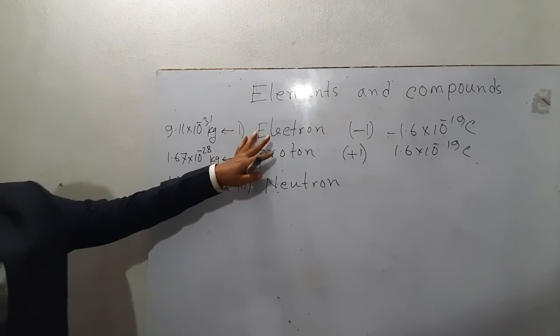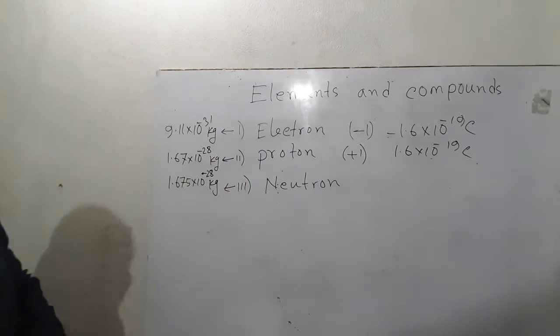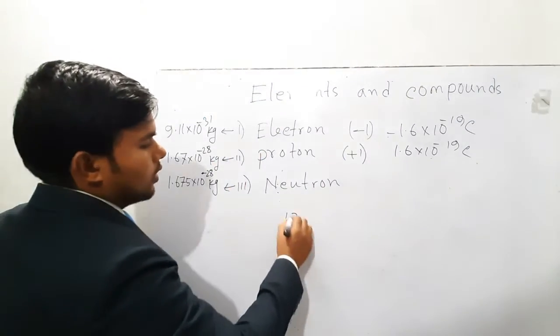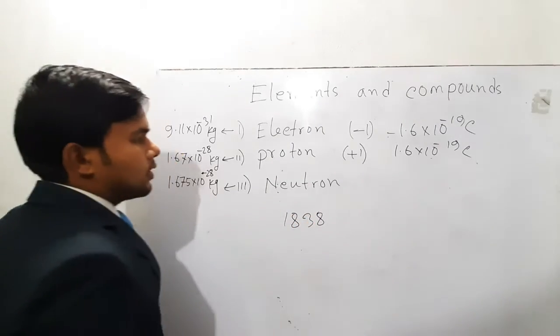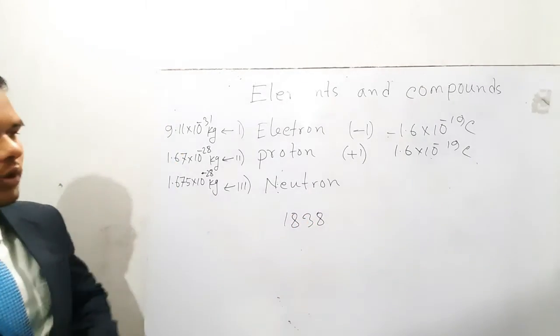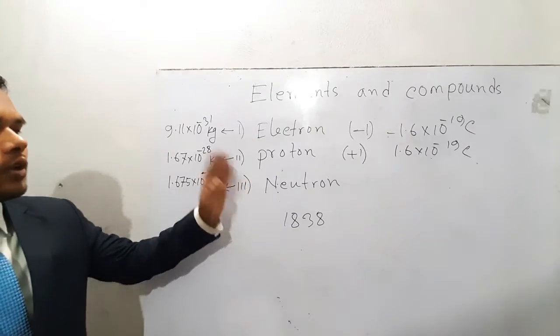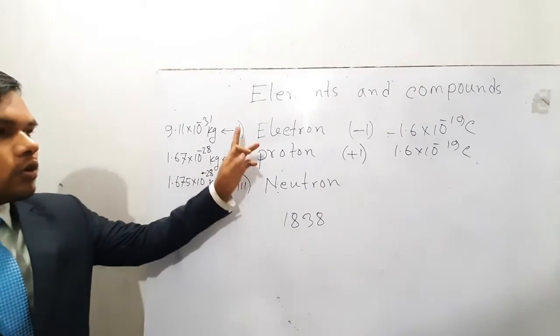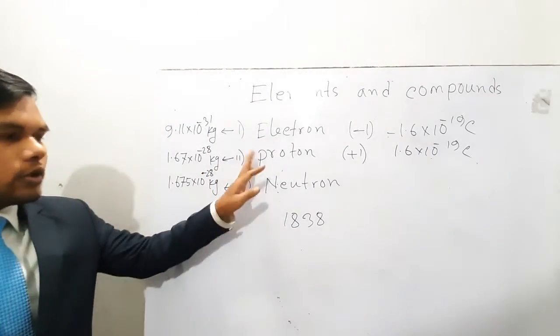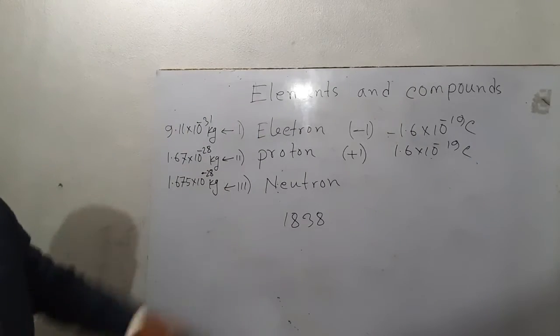So among them, electron is the lighter one, and electron is near about 1838 times lighter than a proton. So that's why, when in a chemical reaction there is a probability of transfer of electron or proton, electron will transfer, not the proton, because proton is much heavier than electron.